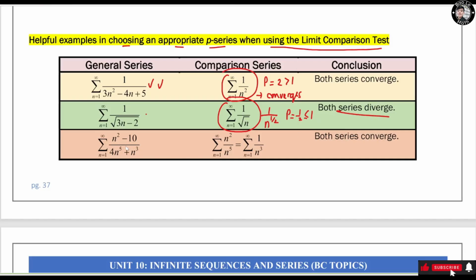Now for this one right here, we can drop this and this, right? We're going to use this one right here, and we simplify n squared, it's going to be this one. So this one is actually a p-series where p equals 3, greater than 1, so it converges. And if this one converges, this one converges, so they both converge.